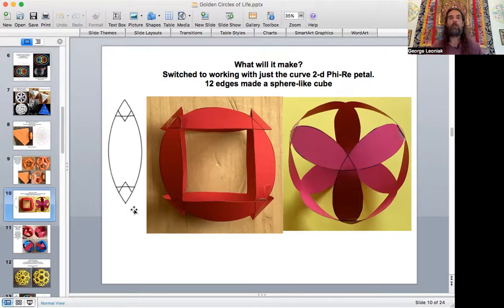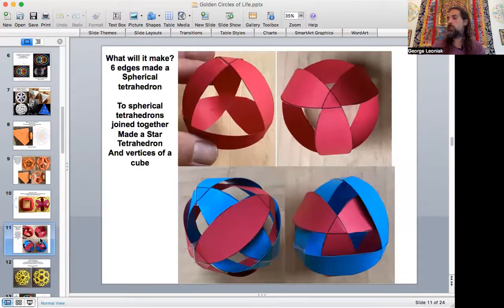So I was pretty thrilled with that. And then I was like, okay, what else can this do? Well, let's just make it into a tetrahedron. So I made a tetrahedron, one facing up. In this image here, pretend this one would be blue and facing down. I made just a little spherical tetrahedron.